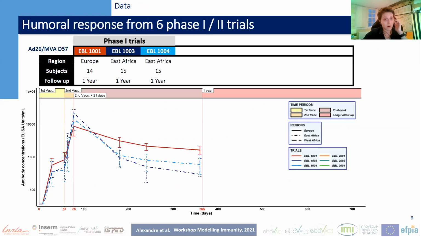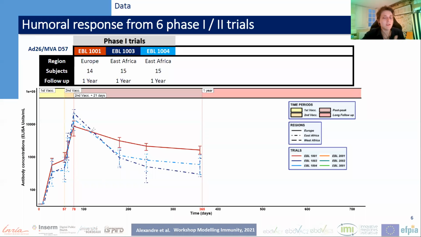About the data, in this work we focused only on patients receiving Ad26 then MVA with an interval of 56 days between the two vaccinations. We used the humoral responses measured in 6 different trials. First, the 3 phase 1 trials that have previously been used by Pasin et al., labeled EBL1001 in red, 1003 in dark blue, and 1004 in light blue, in which the 44 subjects either come from Europe in red or from Africa in blue, and which were only followed during the first year after the first vaccination.